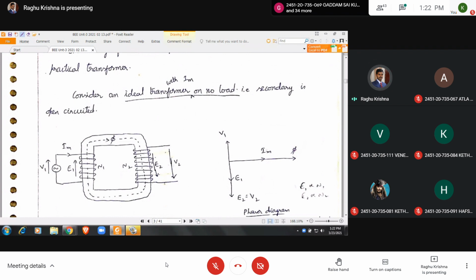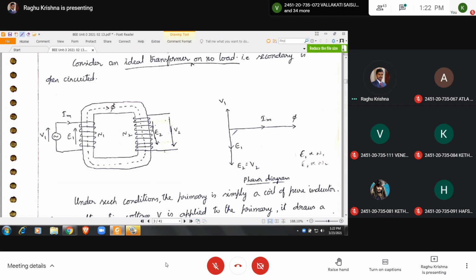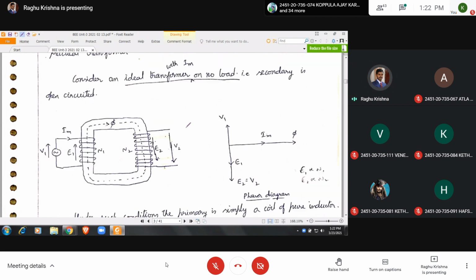When you have an alternating flux, EMF is induced in the winding. E1 is the EMF induced in the primary. E2 is the EMF induced in the secondary. These are the RMS values: V1, E1, E2. What about V2? V2 equals E2 because it is open, under no load.